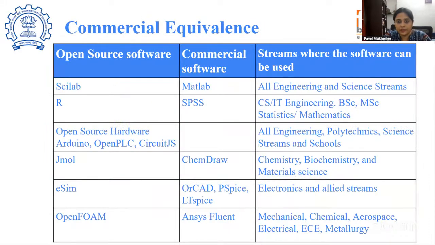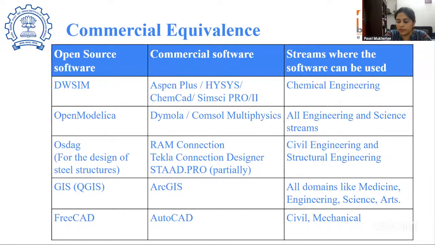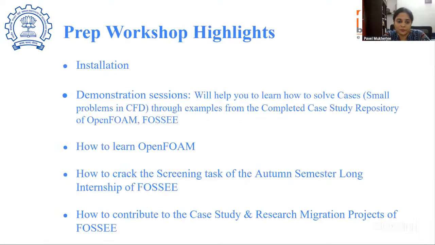This is the table that compares what FOSSEE offers, like Scilab, R, eSim, OpenFOAM, with the commercial alternatives of all the FOSS that is widely used and in demand, and what we are offering. If you're interested in details, you can email me at the same email ID that I have given, and I can share this list. We don't have much time to discuss these in detail. Better we cut this down and focus on this workshop and the learning that we are all here for today.